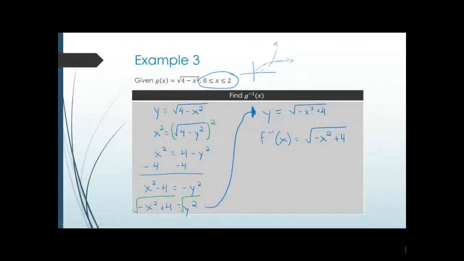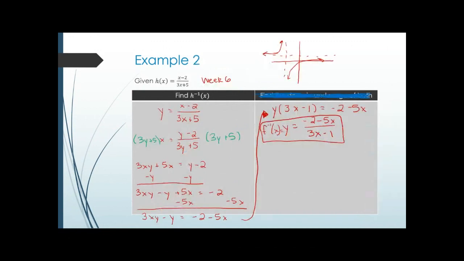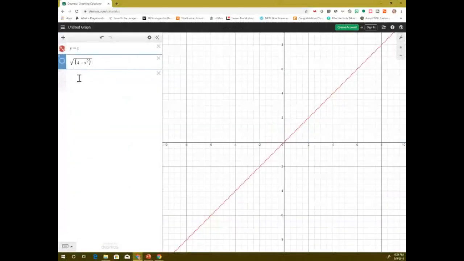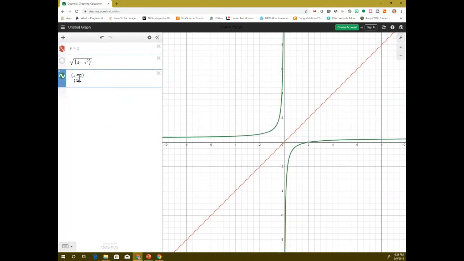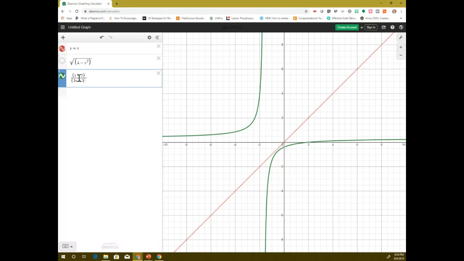Now let me take a look at our example 2 and graph that one, just so you can have an idea. So I've got x minus 2 over 3x plus 5. Okay, so you can see it roughly matches the picture that I drew. And if I want to reflect over that line, it's not a mirror image right now. So we were making a mirror image.